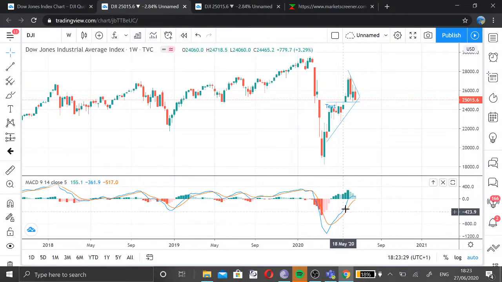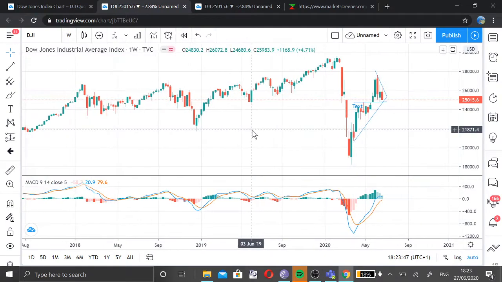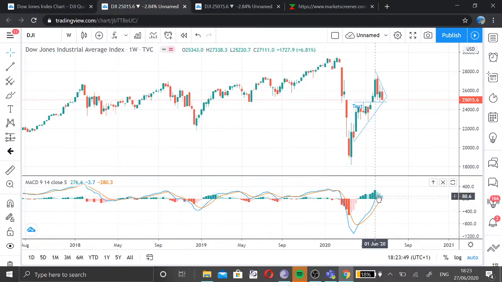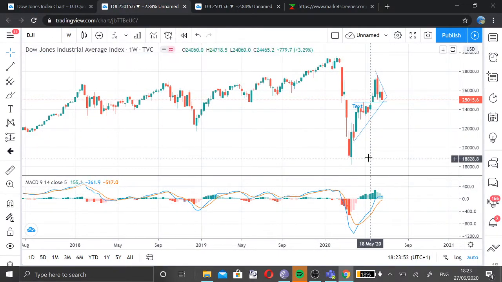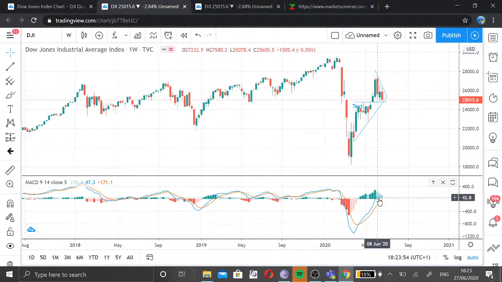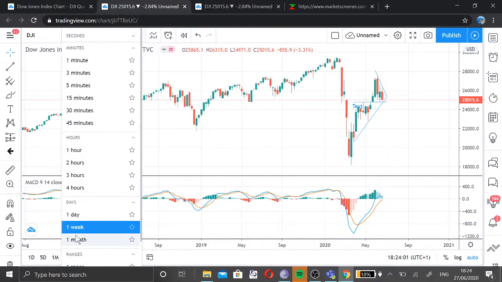if you look at the histogram, the red line looks like it may be about to cross over the blue line, and also the MACD histogram bars are reducing, which indicates loss of momentum. So it looks weakening on the weekly chart as well. Let's have a look on the monthly chart.